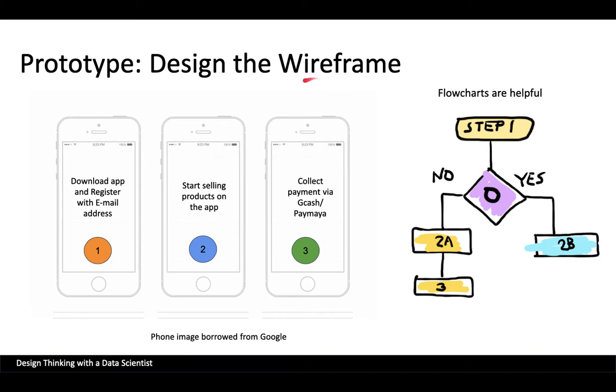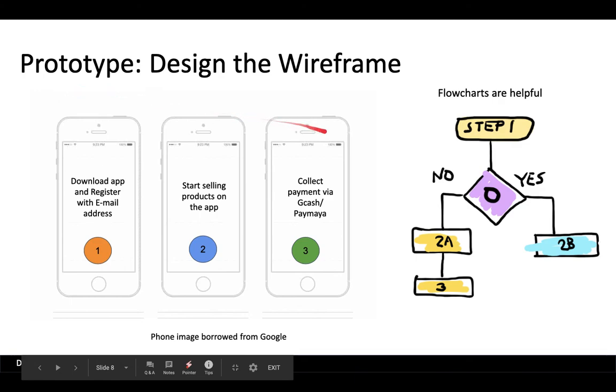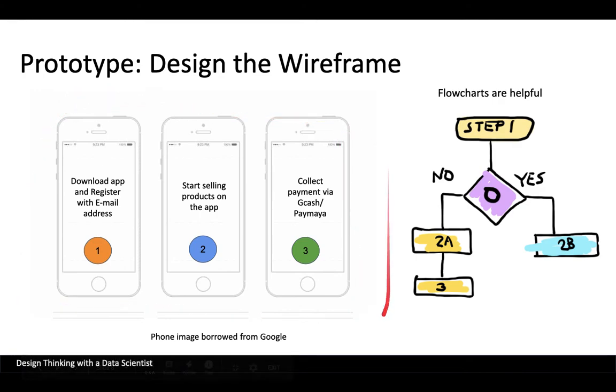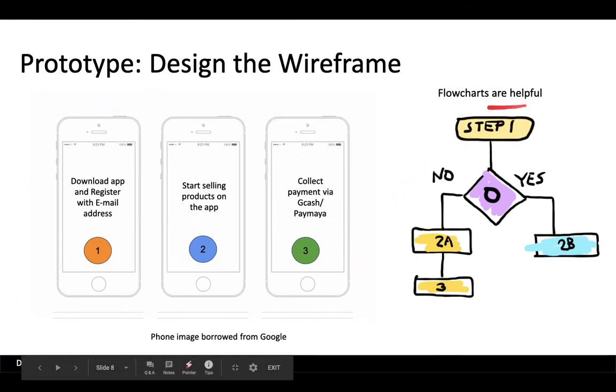Also, you need to design the wireframe. The wireframe is what it's going to look like. Maybe it's on an app, and you can put there the major steps. You can download the app. Here's your email address. You start selling your product on the app and collect the payment by Gcash or Paymaya. You put the major steps here so you have some idea of the end-to-end product. Flowcharts are helpful and useful for this. You can put the steps along the way and discuss this with your team members.